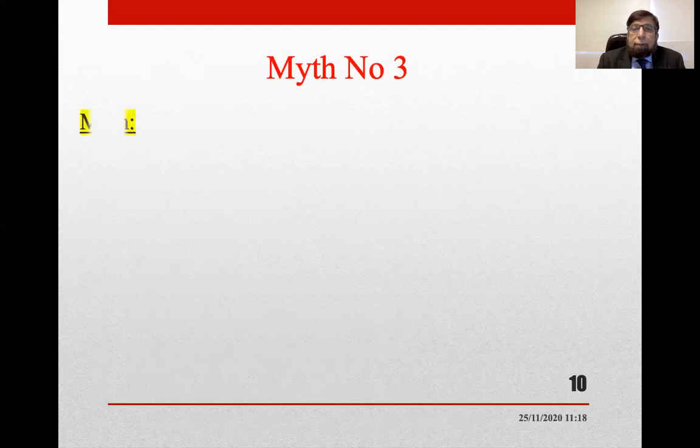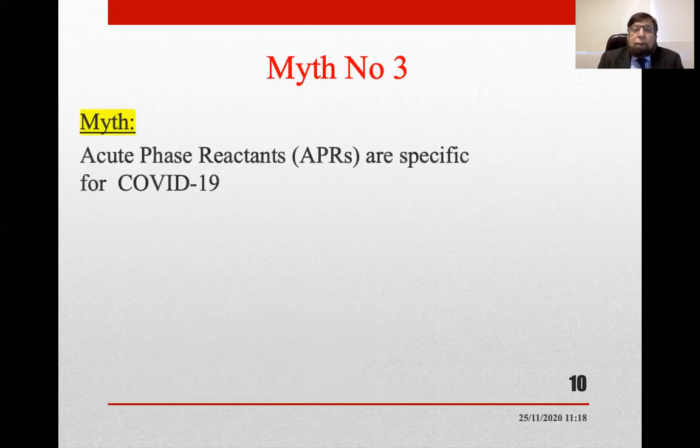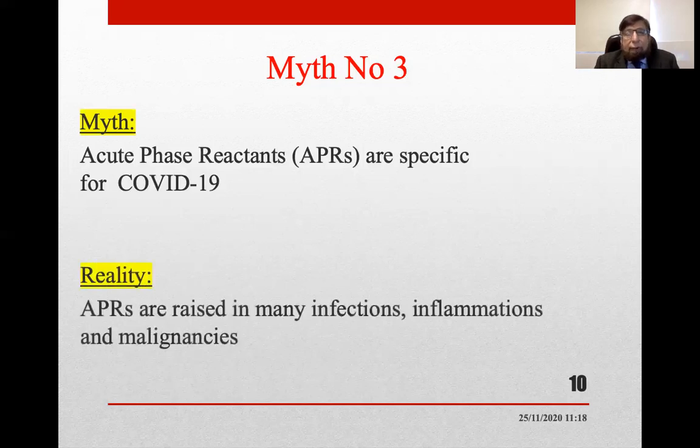So, myth number three is that acute phase reactions are specific for COVID-19. Some junior doctors and some patients believe that if IL-6 is raised or CRP is raised, the patient has definitely got COVID-19. No, it's not like that. They are not specific for COVID-19. In reality, these APRs are raised in many infections, inflammations, malignancy, etc.